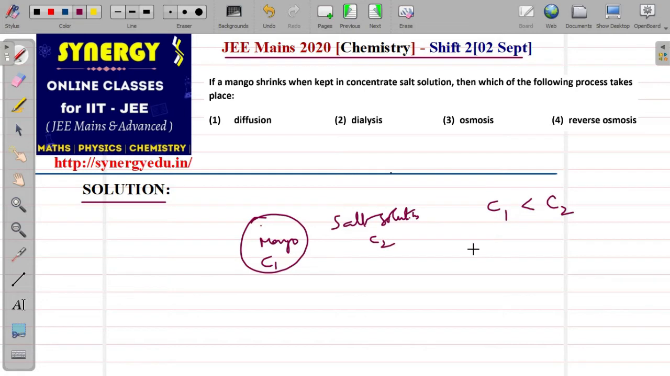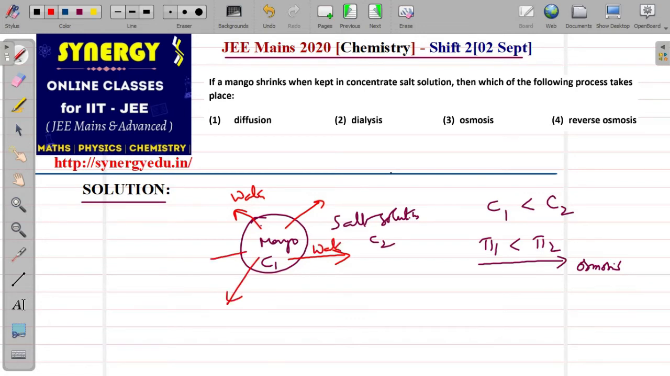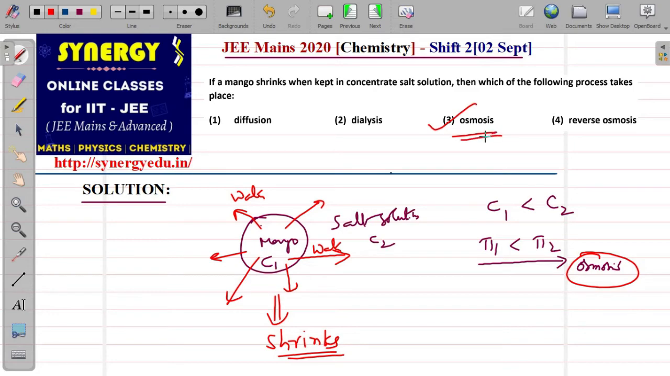Now when C1 is less than C2, and since pi is equal to CRT, osmotic pressure also will be less. And always remember, osmosis takes place from less osmotic pressure to more osmotic pressure. That is the direction of osmosis. So the direction of osmosis is inside to outside. So water will go from inside to outside, and the mango will ultimately shrink. So this is called the osmosis process. So option 3 is correct.